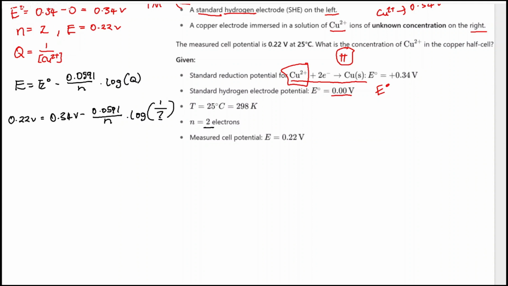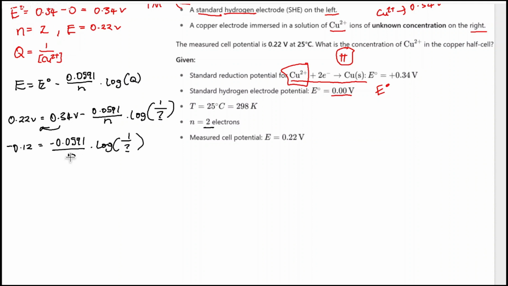And now we just do algebra. We do the easiest thing we can do, subtract 0.34 from both sides. And when we do that, we get negative 0.12 is equal to negative 0.0591 over n times the log of 1 over question mark.